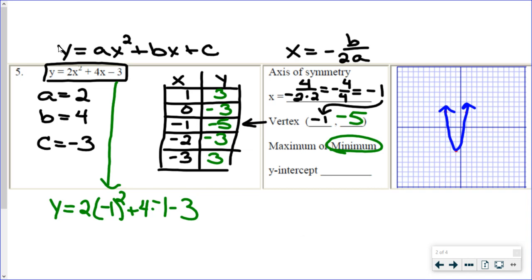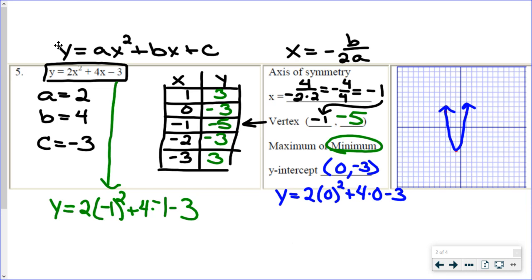And then your y-intercept is when x is 0. So in the equation, if I put a 0 in for x, what do you get for y? You get -3.